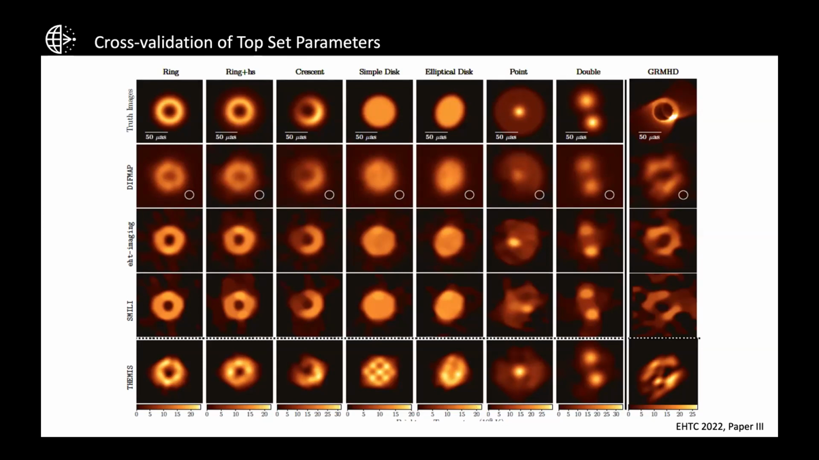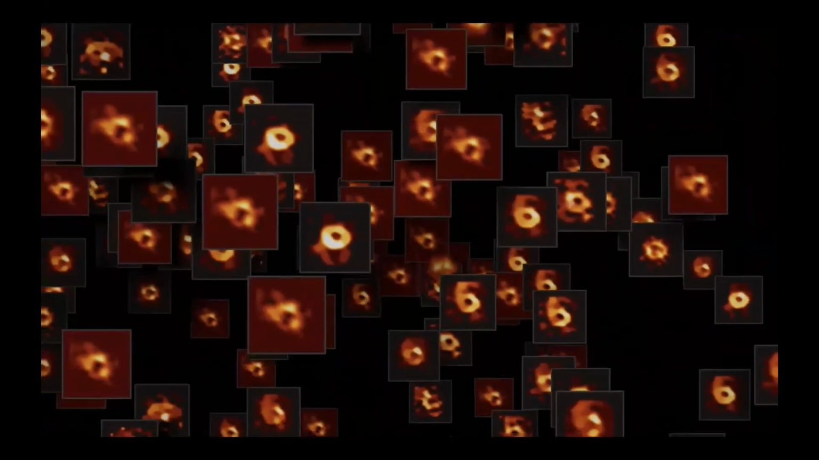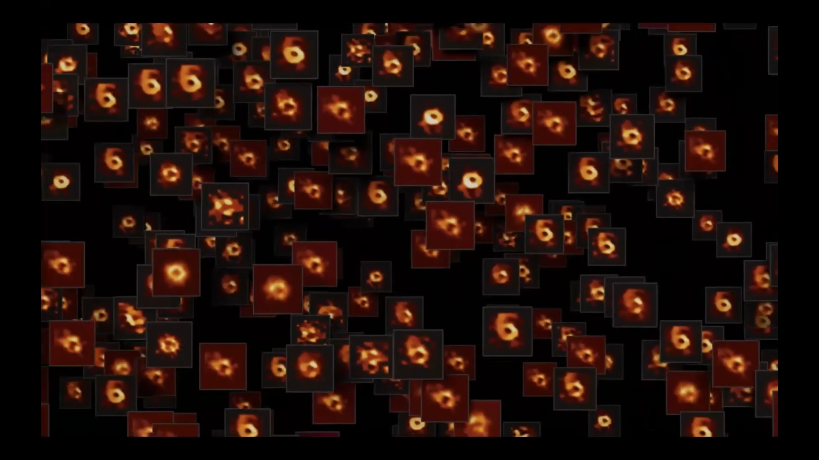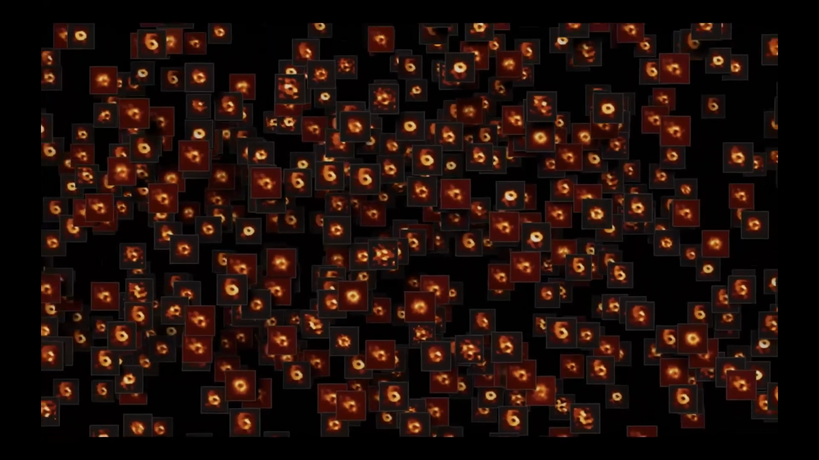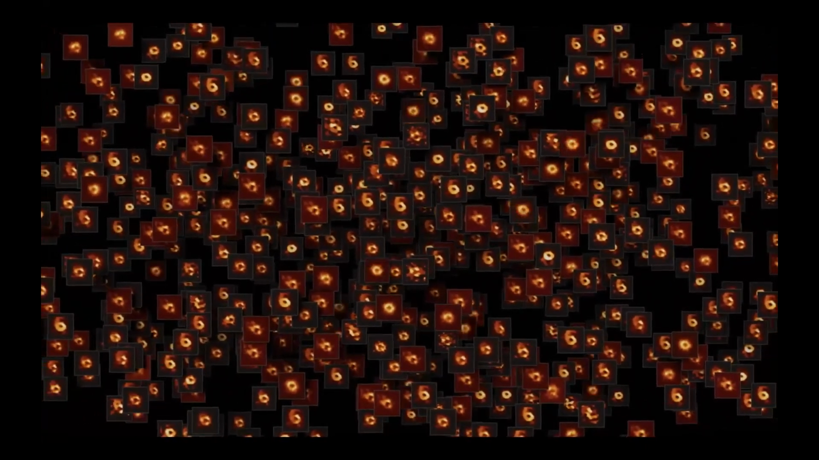All right, as I mentioned, once we have all these top sets, we are ready to plug in the Sagittarius A star data, and we literally produced millions of images for each one of these combinations. You see how all these images really show these ring-like structures. And the other good news is that in all of them, the size of the ring seems to be consistent.